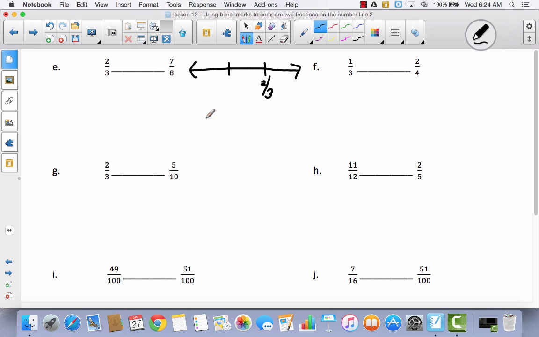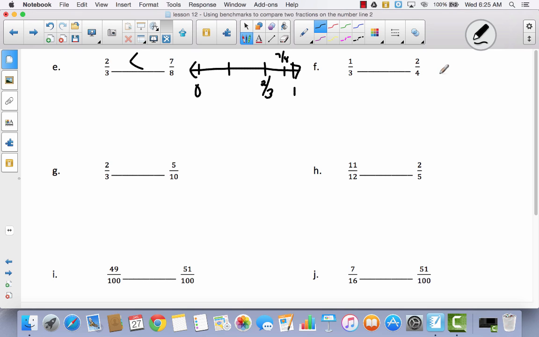How much does it take to make a whole in eighths? It takes 8/8. So that means that 7/8 is only 1/8 away from being a whole. So I know it's going to be really close to 1. So I don't have to divide this whole line into eighths to understand that 7/8 is close to 1 whole. So 2/3 has to be less than 7/8.